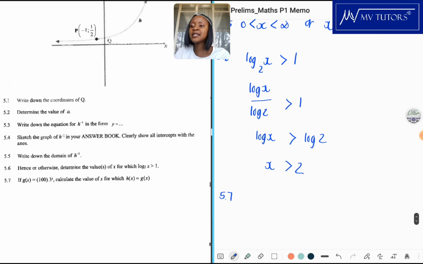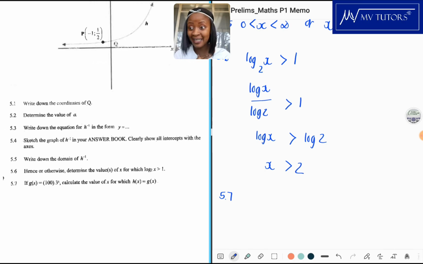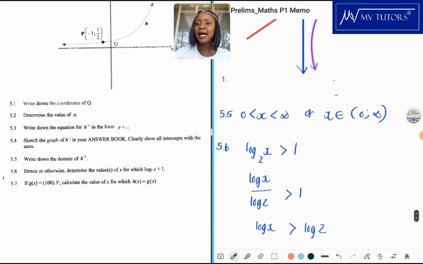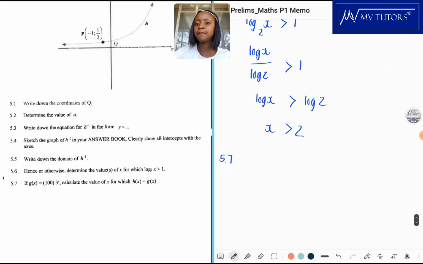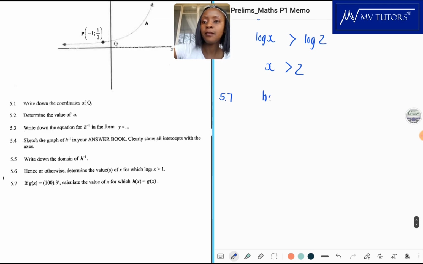Alright, now 5.7, it says, if g of x is 100 times 3 to the x, calculate the value of x for which h of x is equal to g of x. Oh, I thought it's also going to be 1 mark. And I'm like, oh my goodness, I cannot do without solving. So we are going to solve. So h of x, we know, what was it again? It's 2 to the power x. Yes, 2 to the power x. And then g, they told us it is 100 times 3 to the power x.